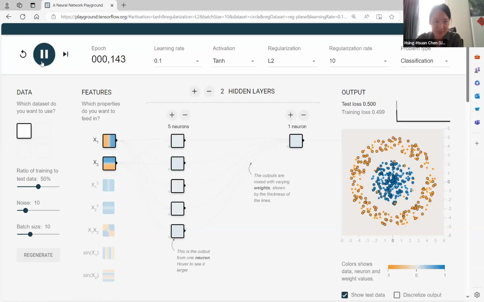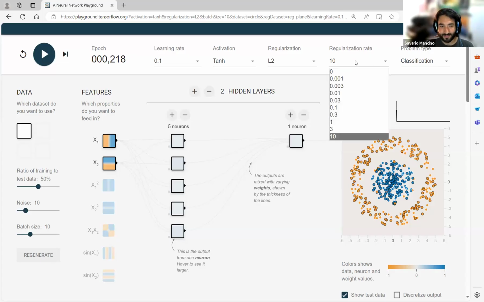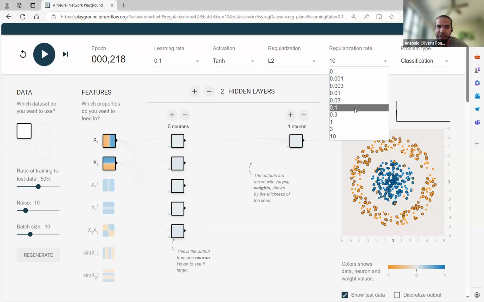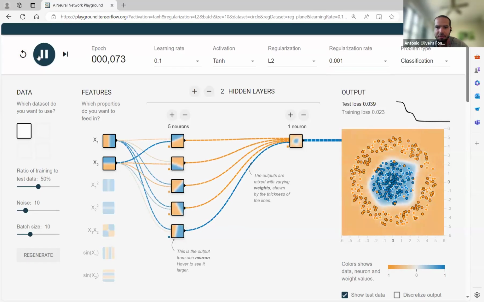I think for me it was the regularization rate. It does the same issue for me. Oh, here. Okay. So change the regularization rate. Yeah, 10 is a little too much, so try something a little smaller. Even smaller, perhaps, 10 to the -3. Yeah, 0.01. Let's see. There we go.